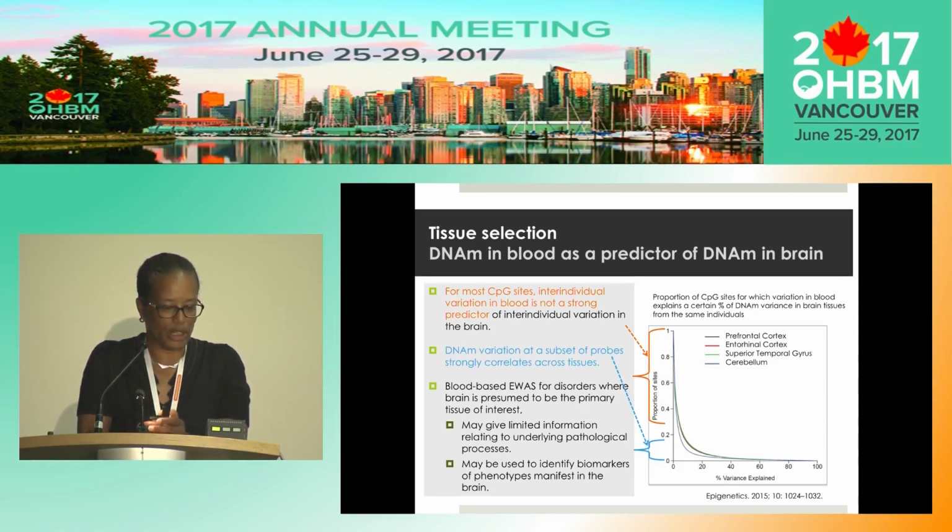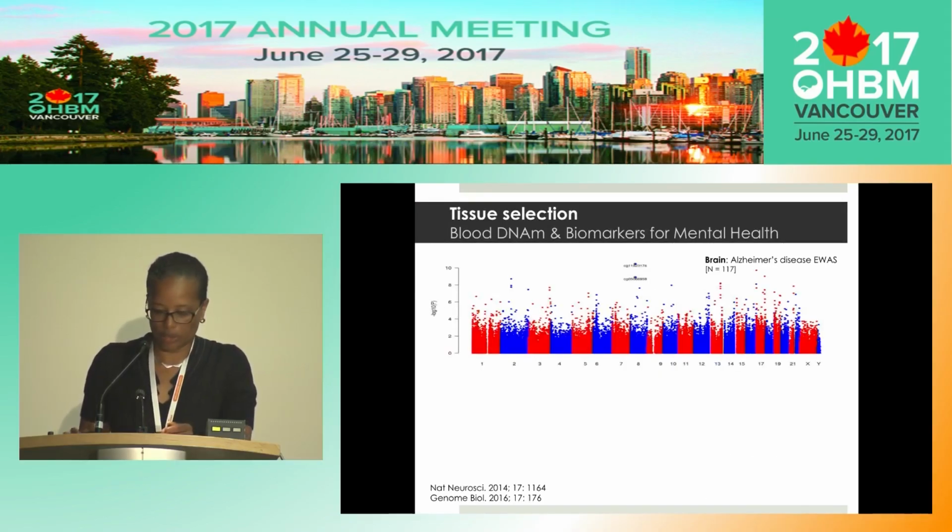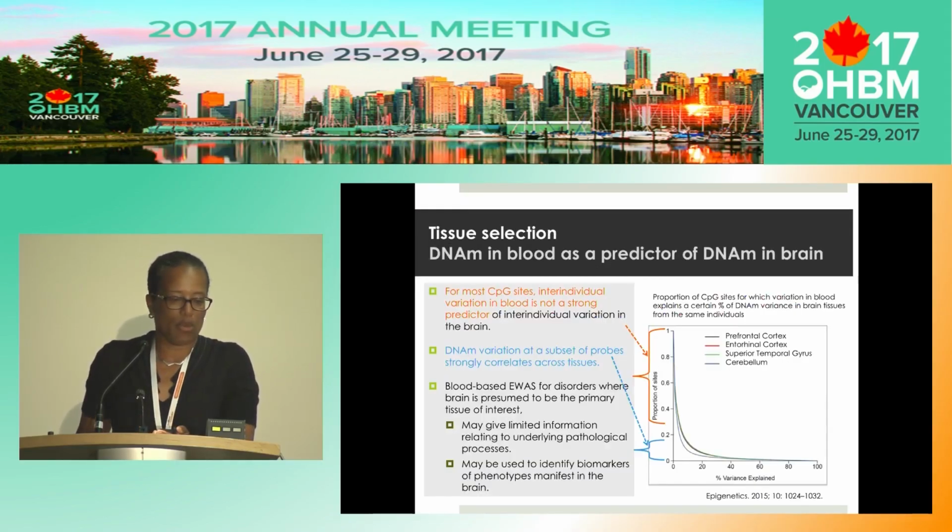This has been studied, for example, in this publication, where they used about 120 subjects from whom they had DNA extracted from blood and DNA extracted from brain, obviously post-mortem. They tried to measure DNA methylation in both tissues and to what extent DNA methylation co-varied between blood and brain. And this is represented here in this graph. You can see that for most CpG sites, the DNA methylation variation measured in blood was not very predictive of the variation observed in brain.